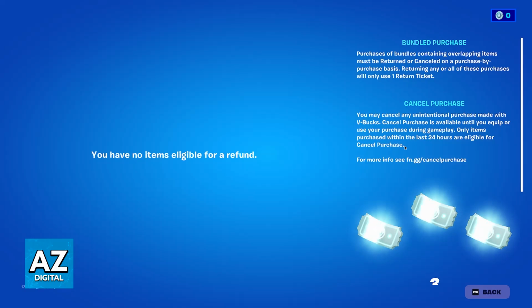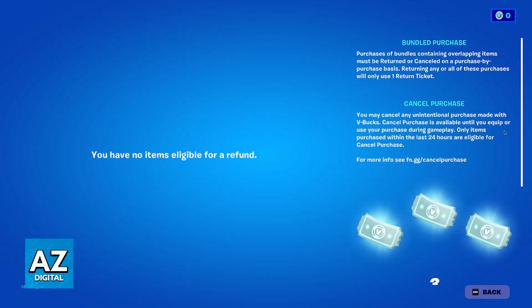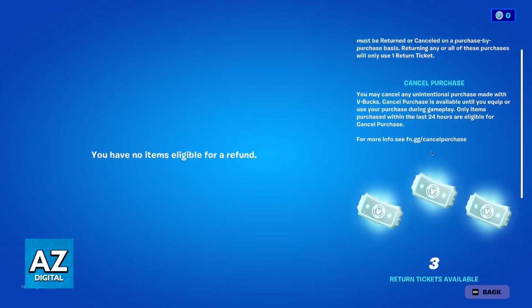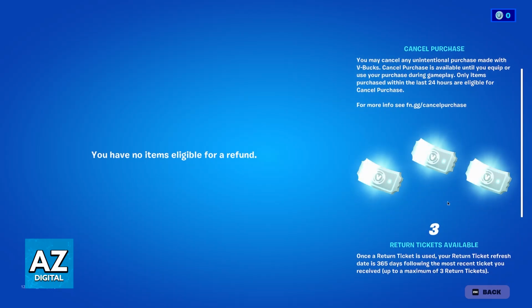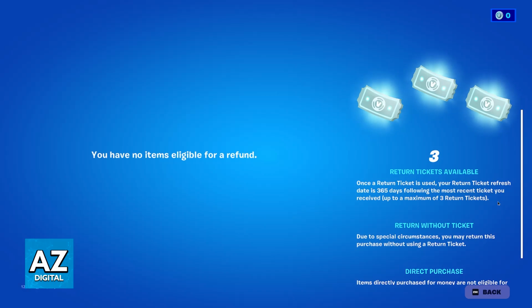Now you will see all of the items that you have eligible to be refunded. You will notice that on my account, I don't have any items that can be refunded. I apologize. I won't be able to demonstrate this process on screen, but all that you have to pay attention to here is to see how many return tickets you have available. If you have an eligible item, you will be able to select it and use one of the 3 return tickets, and then your V-Bucks are going to be refunded.